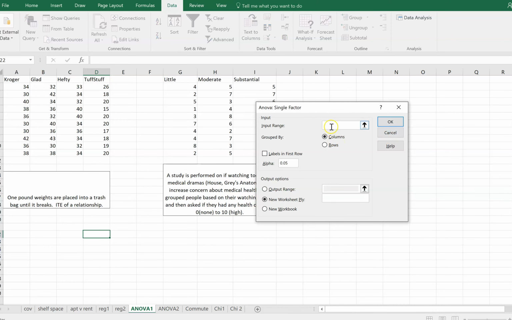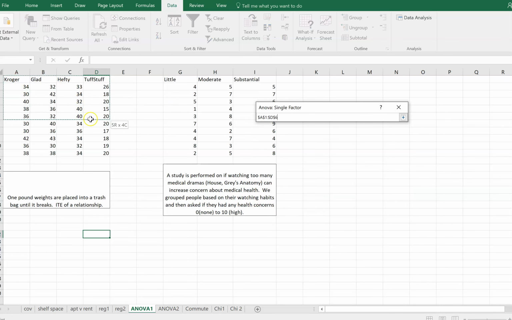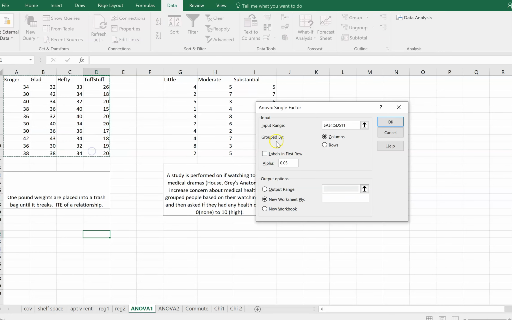So we click OK. Input the range. Yep, here is my range of data with the titles. And I'll say labels are in the first row because I did that. Notice alpha here. You have to know what test you're running. Let's just assume we do the 5% alpha that is typical. If the question does want a 1% alpha or a 10% alpha, please change the alpha and run the test.